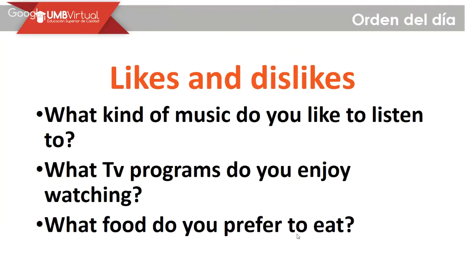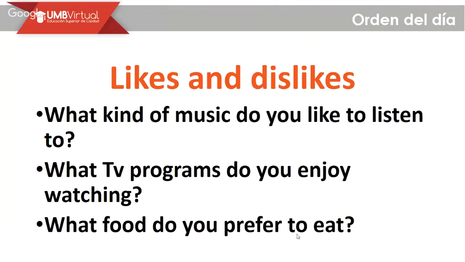Likes and dislikes. Look at these words. What it says. What kind of music do you like to listen to? What TV programs do you enjoy watching? And what food do you prefer to eat? According to the first question, we can say that I like to listen to. Recordemos que siempre el verbo listen debería ir seguido por el to. That's why we're going to say I like to listen to gospel music, rock music, and so on.